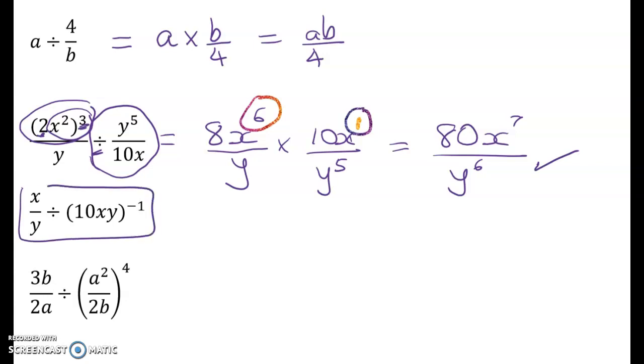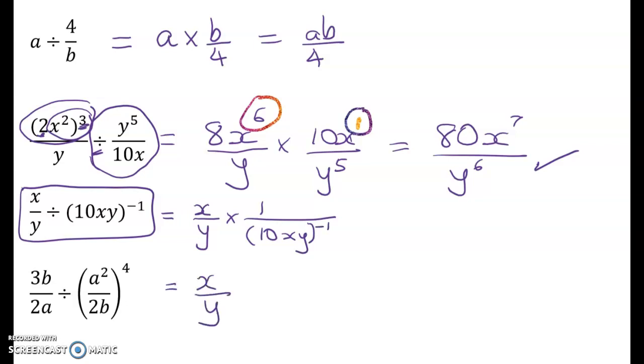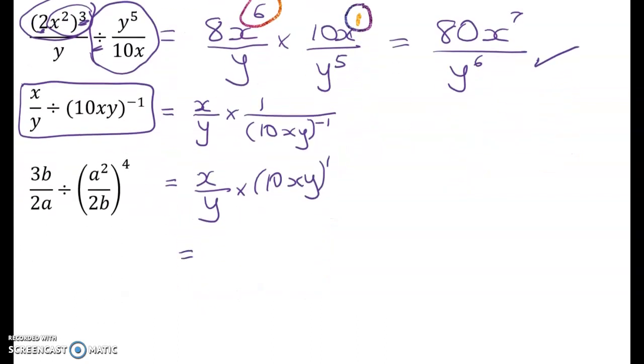Now with this next one, I've got x over y divided by a negative power. Let's rewrite the division first. It's x over y times 1 over 10xy to the power of negative 1. But we know that negative powers mean to take the reciprocal, or you can think of it as flipping it from the numerator to the denominator and vice versa. So it's x over y times 10 over xy to the power of positive 1. That gives me 10x squared y divided by y, which simplifies to give me 10x squared.